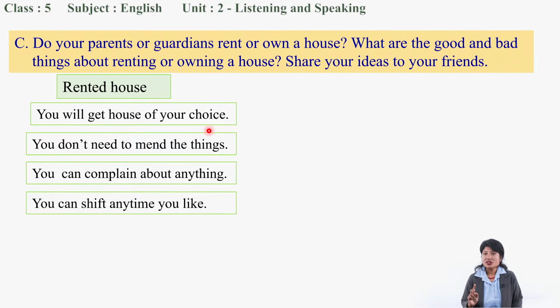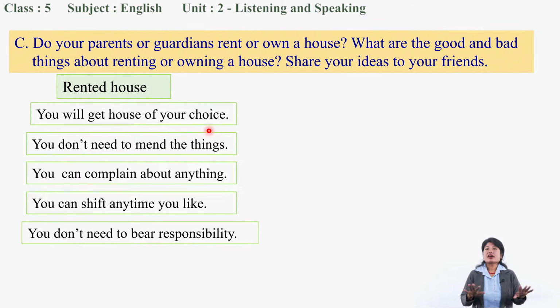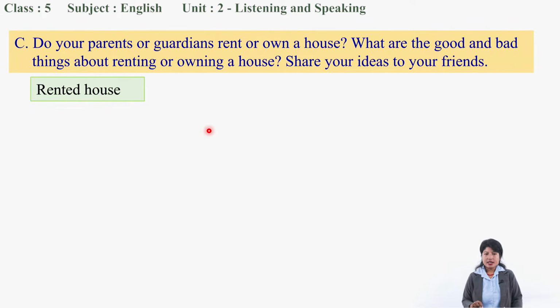Next one is, what did you say? Okay, yes. You don't need to bear the responsibility for whatever happens over there. So responsibility goes to the owner of the house. However, there are some bad points as well to staying in a rented house. So what are these? Let's discuss. Here it goes. Rented house, bad points, or let's say some negative aspects. So what is it? Okay, yes.